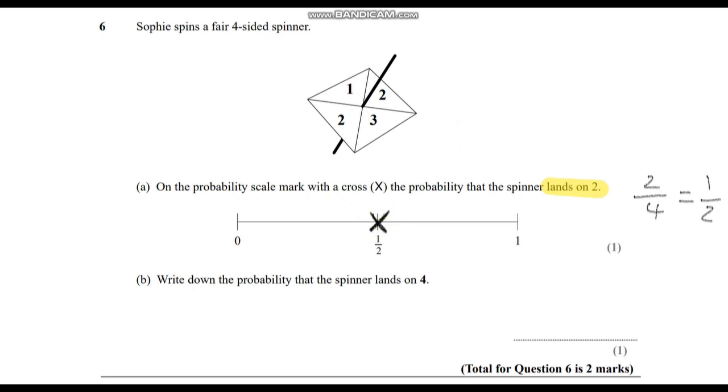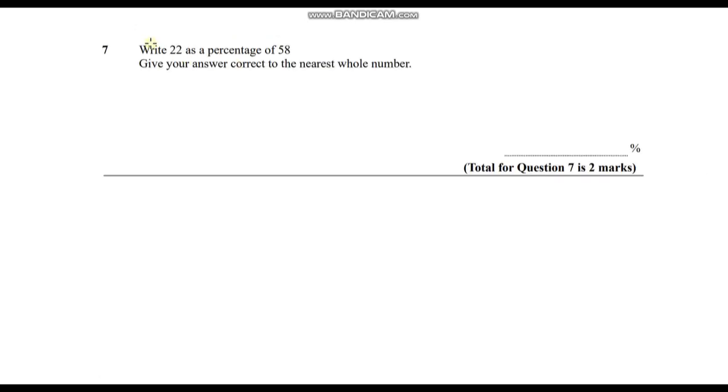Okay, let's look at part B. Write down the probability that the spinner lands on a 4. Well, there is no 4. It's impossible. You cannot make the spinner land on a 4 no matter how you do it because there are no 4s. So it's a big fat 0. Oh, let's do that in black. You can't quite see that. Big fat 0. Question 7.